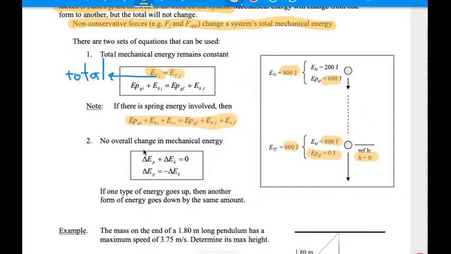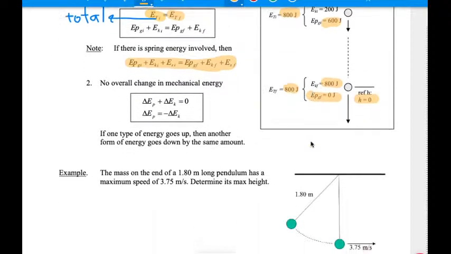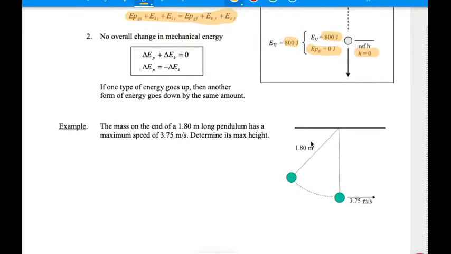So the second way would be very similar. We would just do potential final minus potential initial. So 0, negative 600, and final minus initial, right? 600 in both cases. Let's do an example.